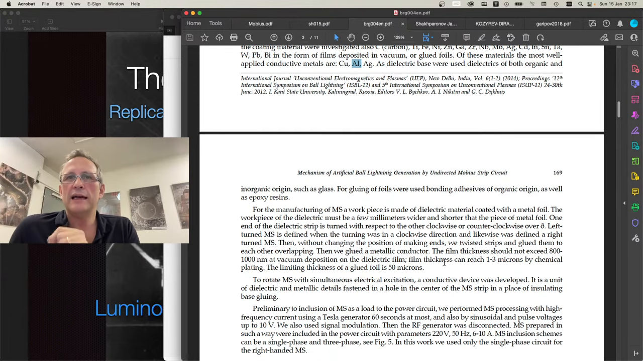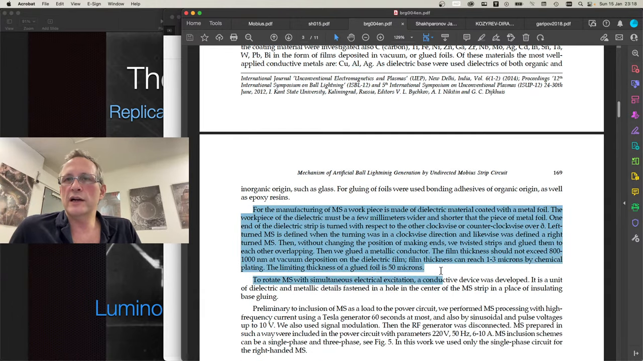Okay. Now, I'm going to skip from this to the more original work because I've actually highlighted that in more detail. So give me a second here.